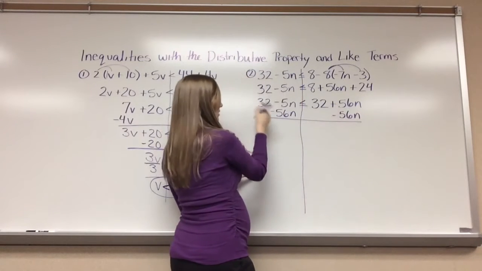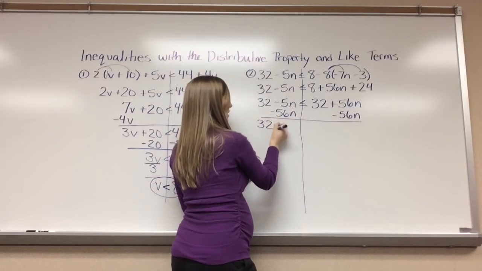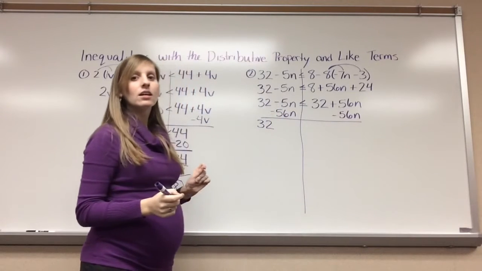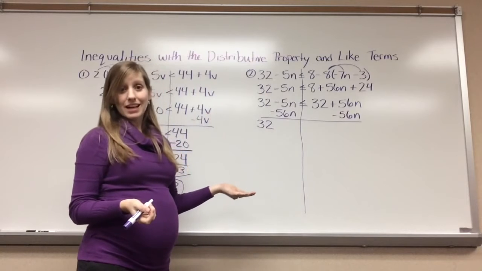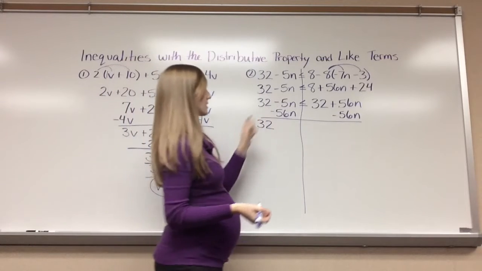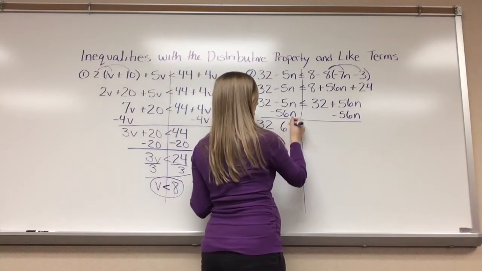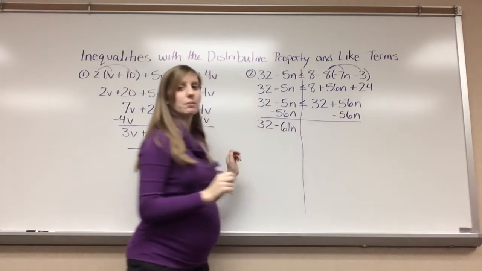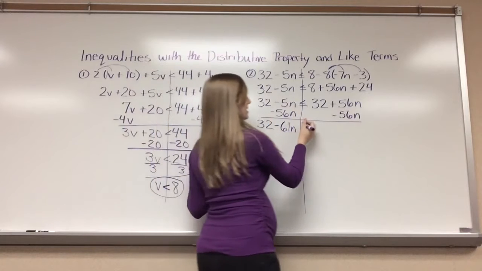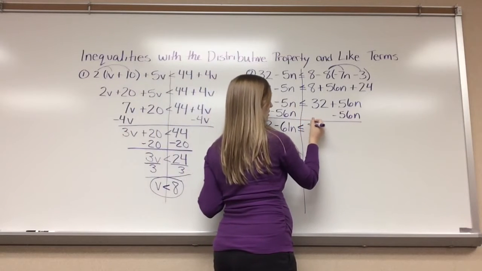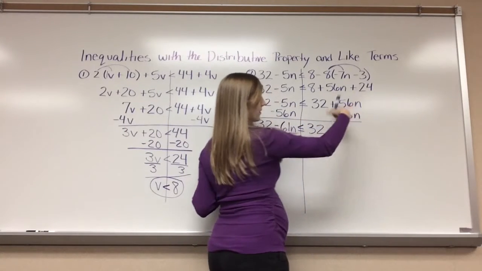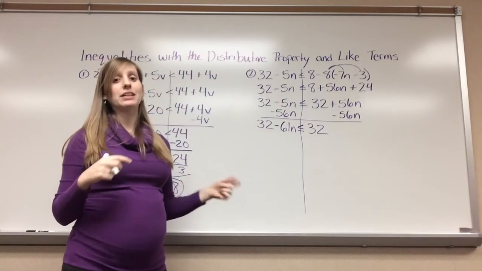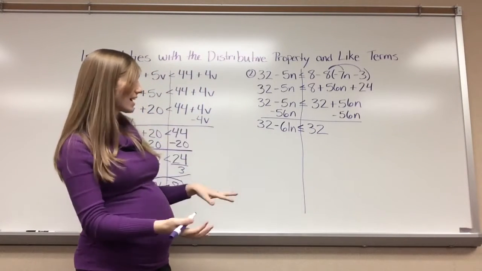So my 32 here stays the same. Negative 5n and negative 56n, I'm going to add those because the signs are the same. So 56 plus 5 is 61n, and we're going to keep it negative. Keep the sign of the bigger number. And then my less than or equal to and 32. My 56n's cancel.